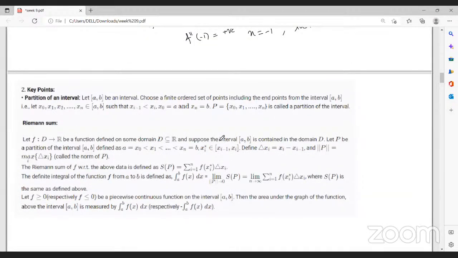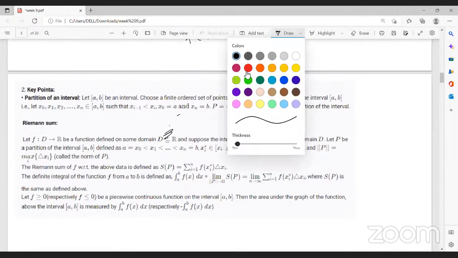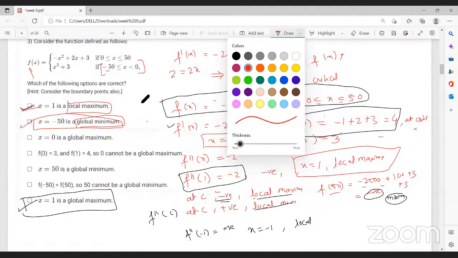So this part was explained in the last session, right? Riemann sum. What happened? I am not clear with the previous question, sir. So we are not done with the previous one. Okay.